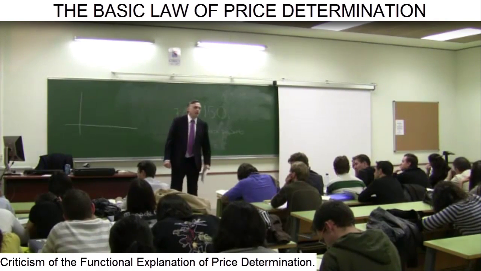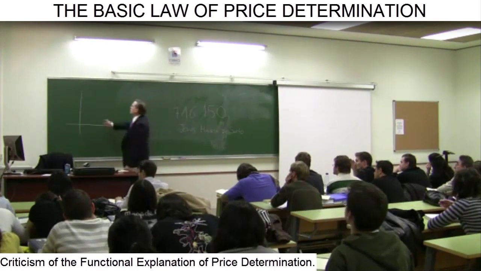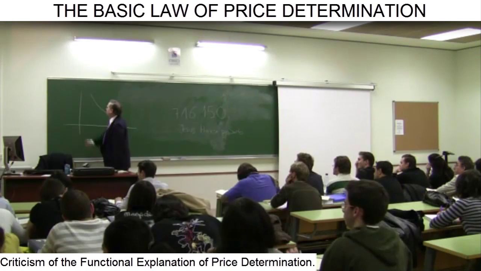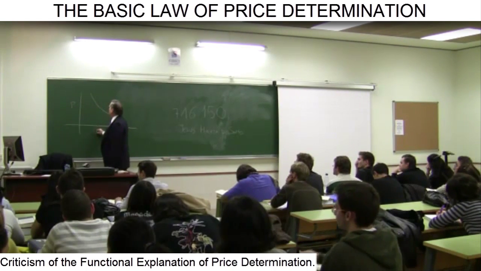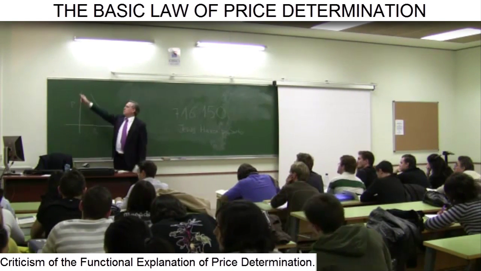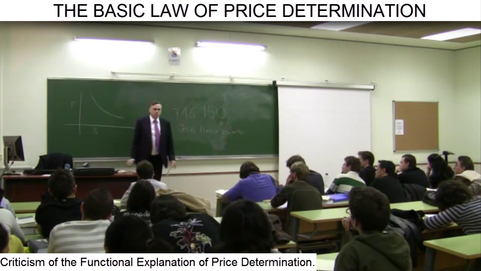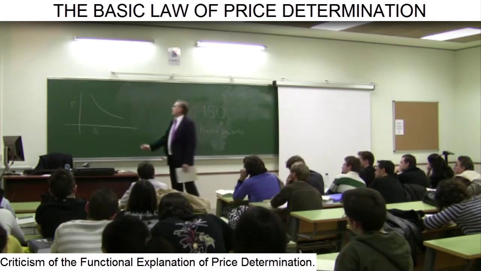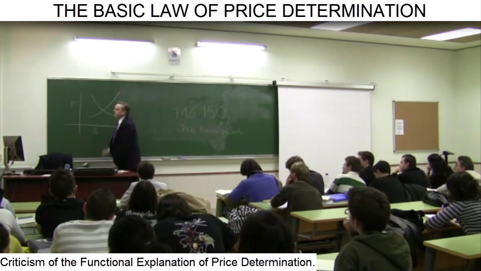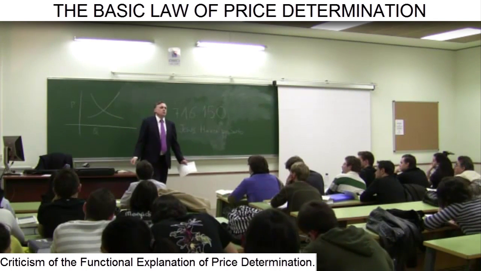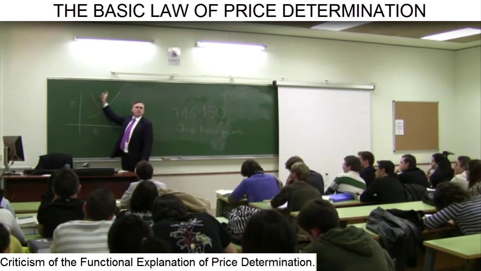It is obvious that as the price goes down, people demand more, and as the price goes up, people demand less. And here is the supply curve, which is the opposite. As the price goes up, sellers supply more. As the price goes down, they supply less. Well, economists say the market price is determined by the intersection of the two curves. This is the market price.